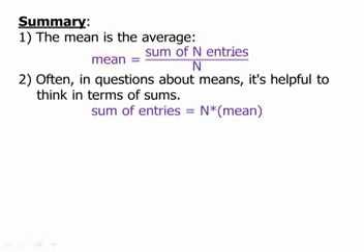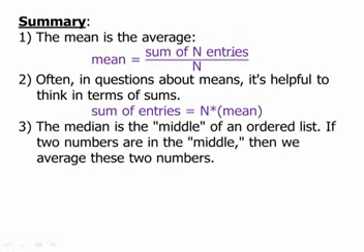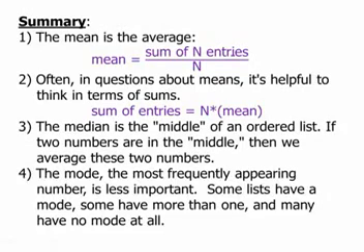Often in questions about mean, it's helpful to think in terms of the sums. So the sum of the entries equals the number of entries times the mean. We just rewrite that formula at the top to get this. The median is the middle number of an ordered list. If 2 numbers are in the middle, then we simply average those numbers. And the mode, the most frequently appearing number, is just less important. Some lists have a mode, some have more than one, and many have no mode at all. Theoretically, the test could ask you about a mode, but it's much, much less common than questions about mean or median.